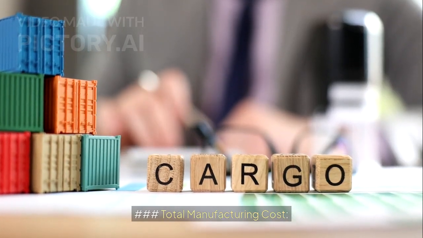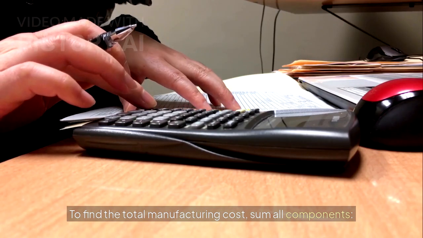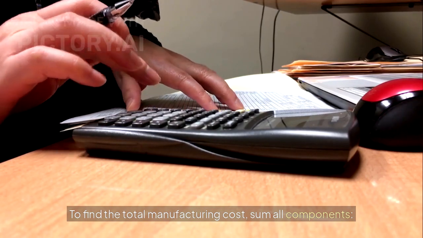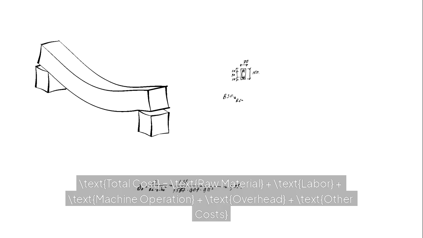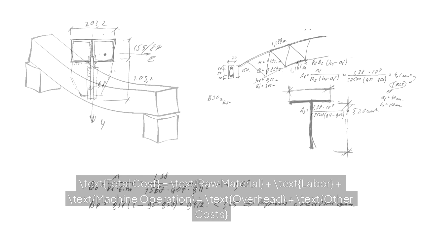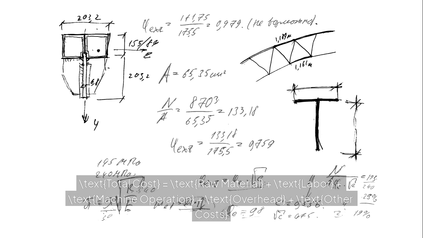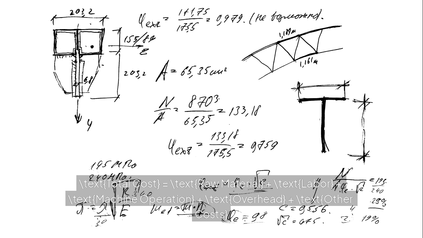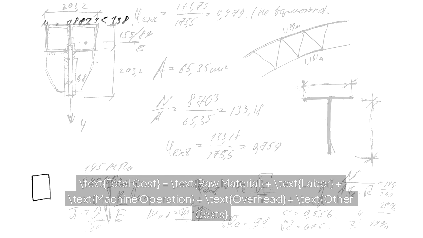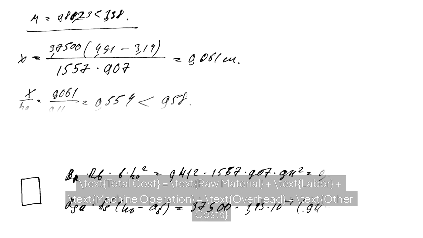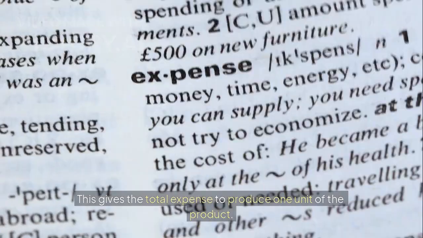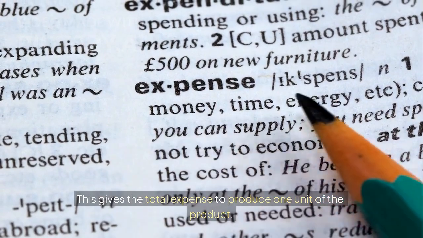Total manufacturing cost. To find the total manufacturing cost, sum all components. Total cost equals raw material, plus labor, plus machine operation, plus overhead, plus other costs. This gives the total expense to produce one unit of the product.